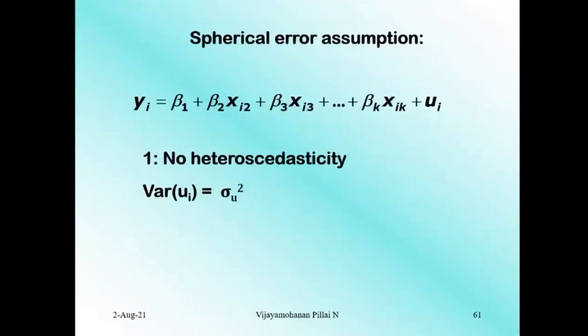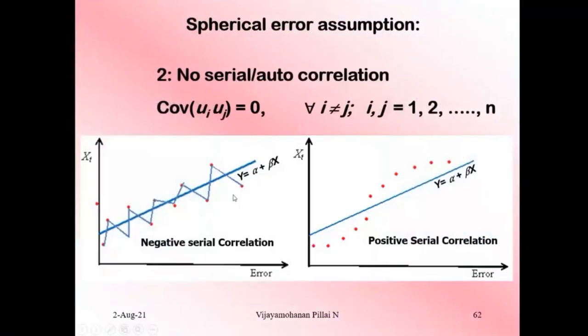Now, we have two more assumptions, and these two assumptions are related to our spherical error assumptions. One is about the no heteroscedasticity assumption of the error term. That is, we have an assumption of homoscedasticity: the variance of ui is a constant sigma squared. And the second one is that there is no serial autocorrelation. So we may have a serial correlation or autocorrelation problem if the covariance among the residuals or the error terms is not zero.